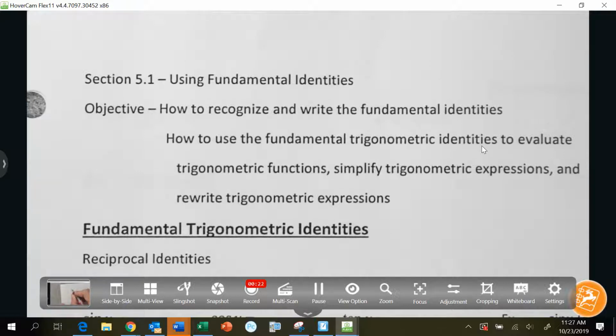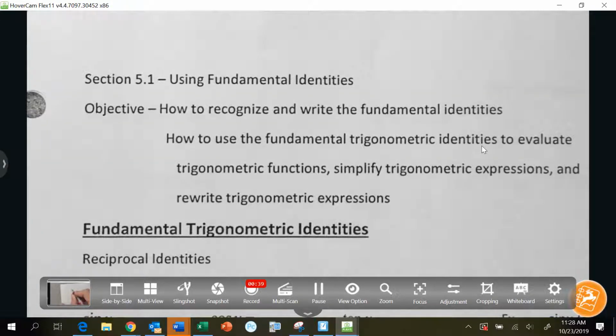So last year, I think maybe honors class hit some identities. My CP class did not get to any. So I feel like I was maybe further ahead than some Algebra 2 classes. So this is going to be new for a lot of you.